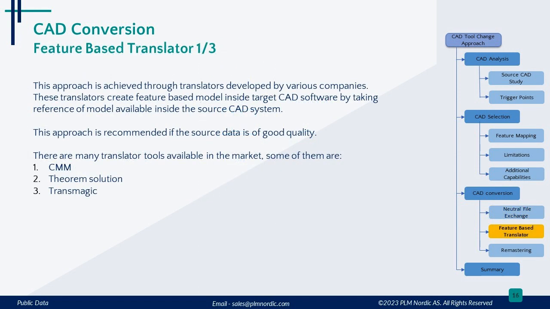Second approach of CAD conversion is by feature-based translator. This approach is achieved through translators developed by various companies. These translators create feature-based model inside target CAD software by taking reference of model available inside the source CAD system. This approach is recommended if the source data is of good quality and migration timeline takes priority over budget. There are many translator tools available in the market. Some of them are CMM, Theorem Solution, Transmagic.